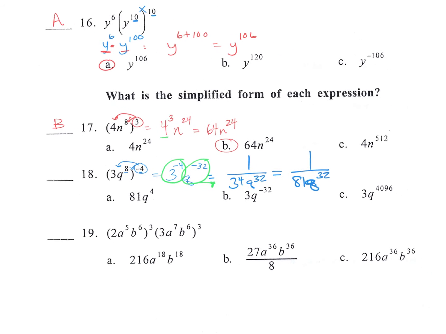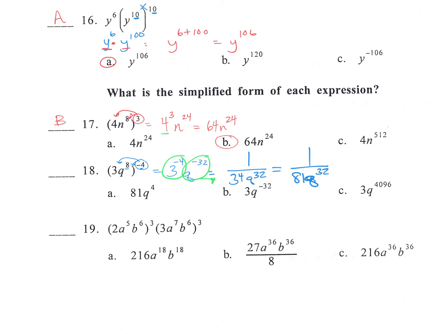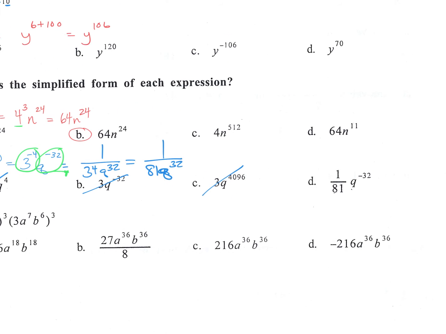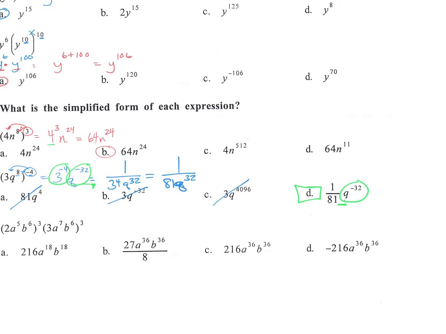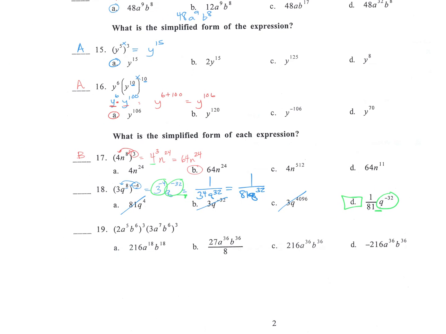Now, take a look at these answers. It's definitely not A. It's not B. It's not C. So it has to be D. What's really weird is they left that q to the negative 32 hanging out. They didn't move it to the bottom next to this q. This really is the answer. So what I did, because that was a little bit weird, is if you did get it wrong, I didn't count off for it.